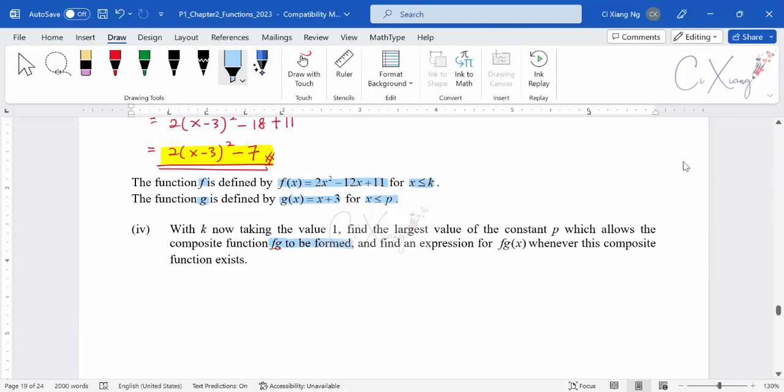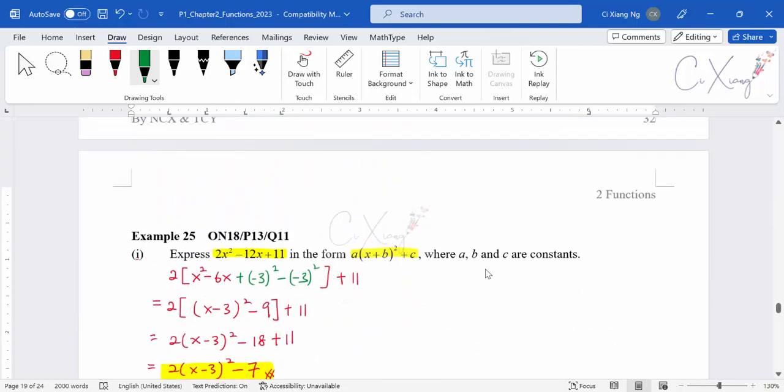Again, we need to know where the p is. The p is actually here, right? It is actually the domain for the function g. So this is a question that involves the composite function and also the domain. After that, find the expression for fg(x) whenever this composite function exists. To decide the value of p, we need to find out the formula that we want to use first. So we are having the composite function fg.